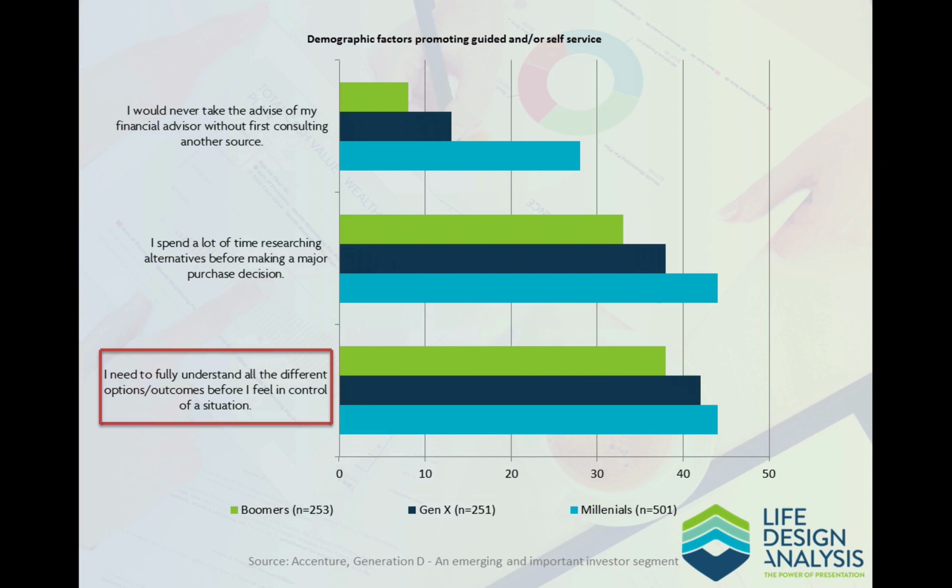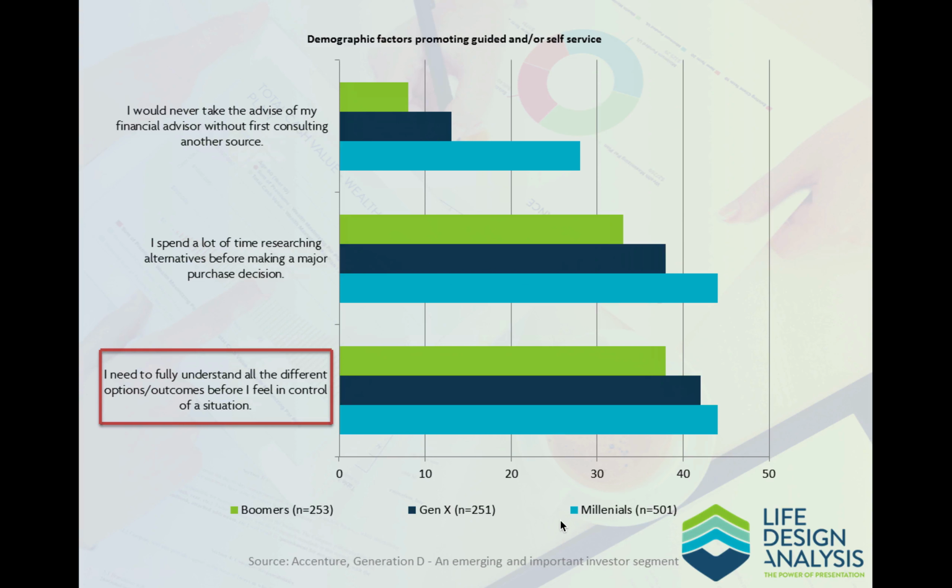Now, this is an Accenture study, Generation D, an emerging important investor segment. It's really demographic factors, surveying those 9 out of 10 clients on the other side and asking, what's important to you when you're purchasing financial products? And you can see the changing demographics. As we look at the boomers here in green, these are our older clients. We've got Gen X and millennials. And it's important to note that millennials are actually the biggest purchasing group out there as far as population.